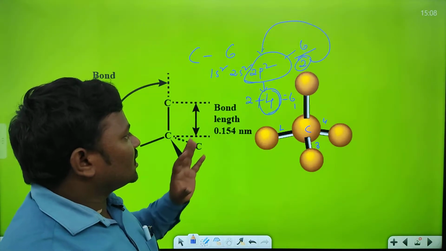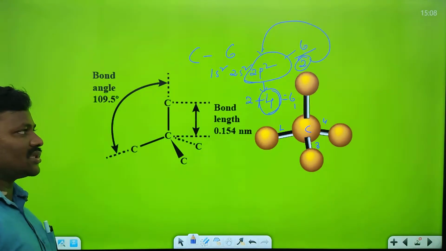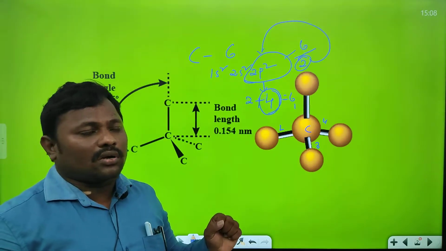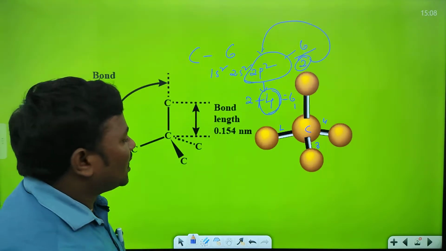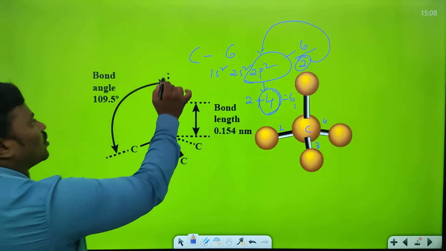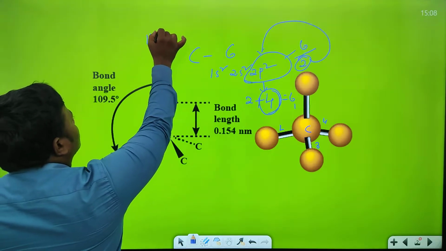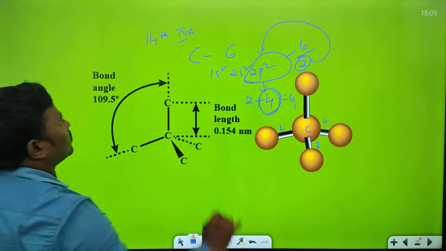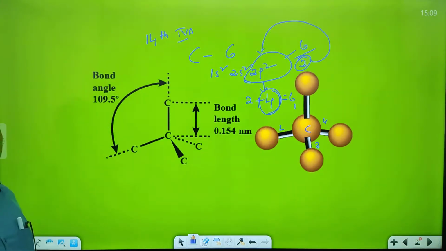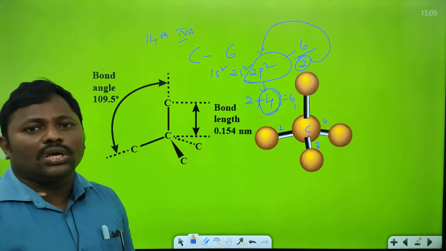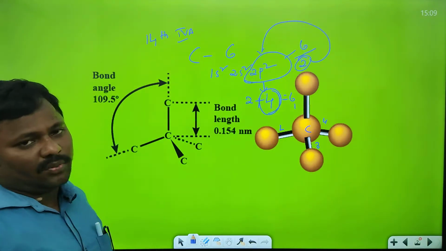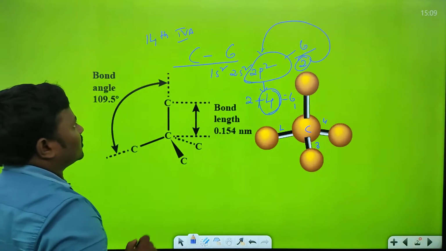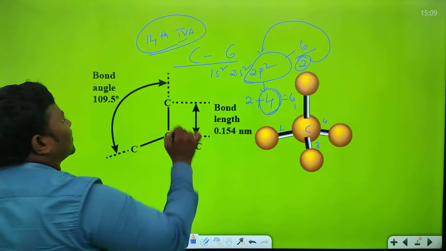So carbon can form 4 covalent bonds, and its valency is 4. Its atomic number is 6, and it belongs to the non-metallic 14th group, or 4th A group. These are the groups with non-metallic nature.